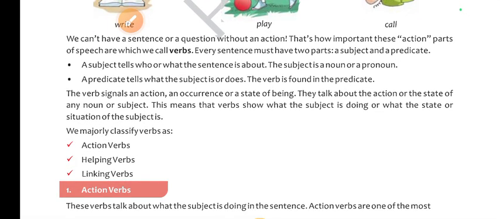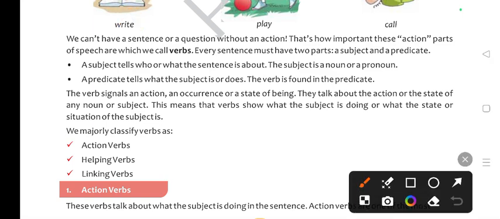So we can't have a sentence or a question without an action. That's how important these parts of speech, which we call verbs, are. So verbs are very, very important.